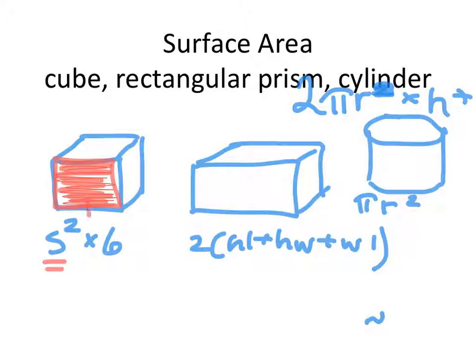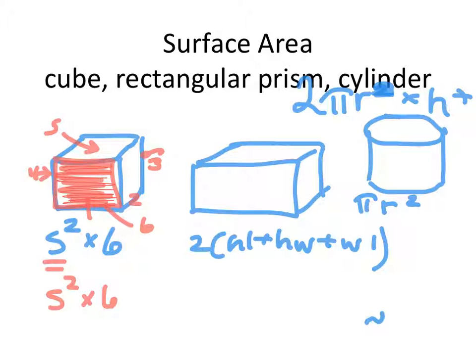We have 1, 2, 3 around the back here, and 4 over here, and then we have a top, that would be 5, and then we have a bottom, that would be 6. So there are 6 sides, so the formula is side squared times 6. For a rectangular prism, we're using the same idea, except the sides are not the same.